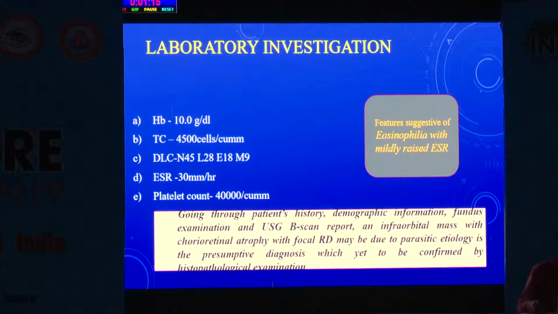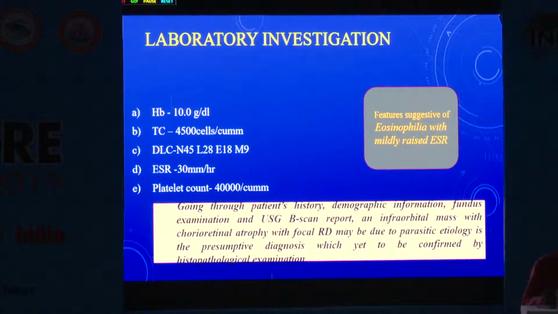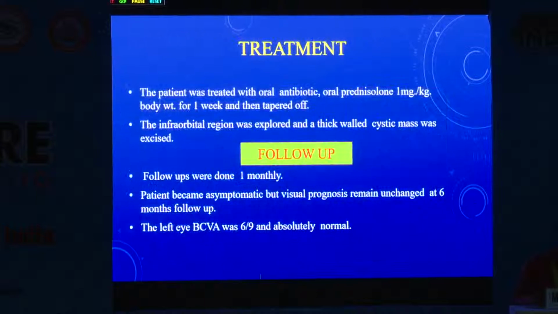From going through the patient history, demographic information, fundus examination, and UHG B scan report, an infraorbital mass with chorioretinal atrophy with focal retinal detachment, which may be due to parasitic etiology, is the presumptive diagnosis, which is yet to be confirmed by histopathological examination.